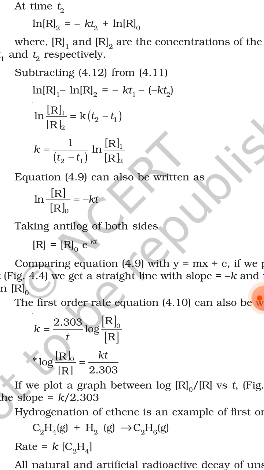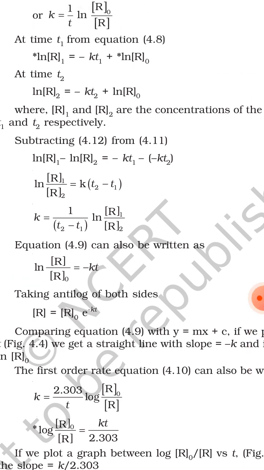Then at time t2, ln of the concentration of reactant. Now this is a different time, which means the concentration of reactant has of course changed. So ln of the concentration of reactant at time t2 is equal to minus kt2 plus ln of the initial concentration.